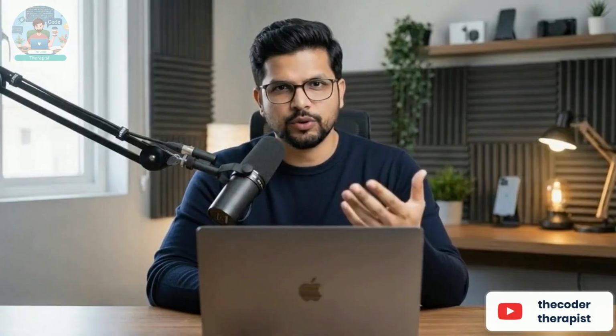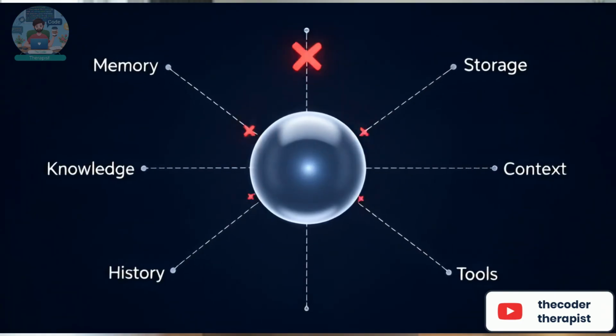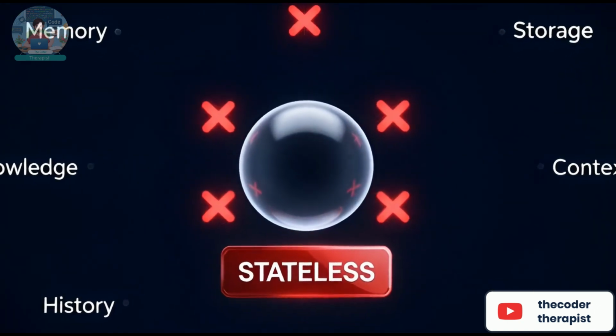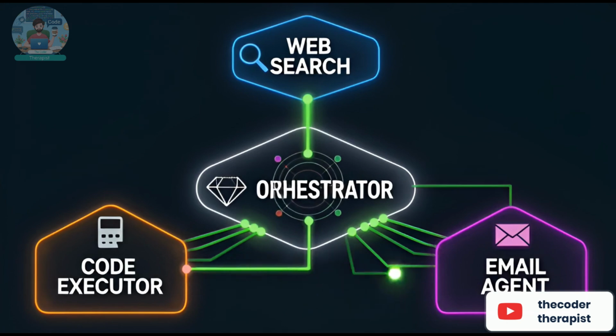An agent without tools is just a text generator, and a single agent with tools but no coordination, that's a one-person team trying to run a factory. Tools are how your agent acts on the world. Web search, code execution, email API, file access.